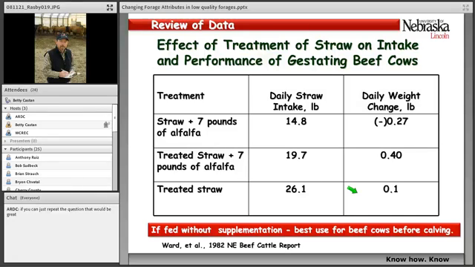So when you think about the use of ammoniated straw, at least without supplementation, the best use would probably be prior to calving for gestating beef cows. We'll talk about how we might use it after calving if we still have ammoniated wheat straw. But the thing I'd like to point out here is that cows fed ammoniated wheat straw alone gained as well as cows fed 7 pounds of alfalfa along with ammoniated wheat straw, and they gained better than cows fed non-ammoniated wheat straw plus 7 pounds of alfalfa.